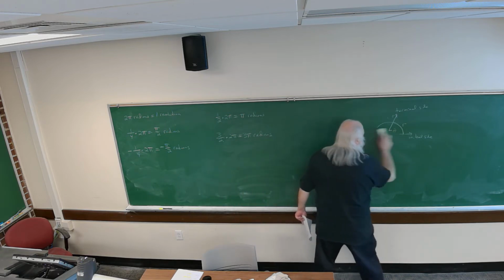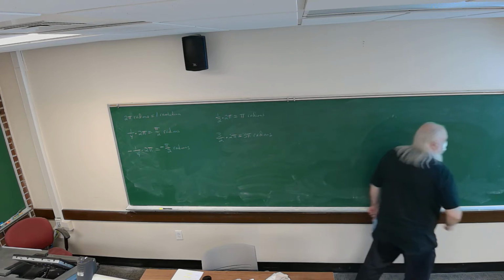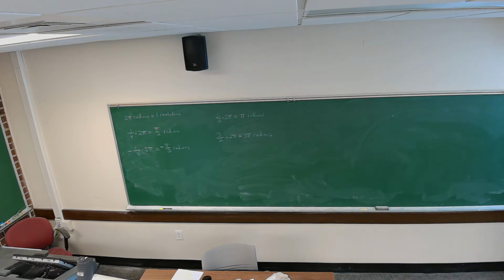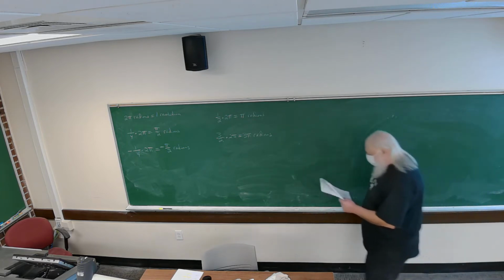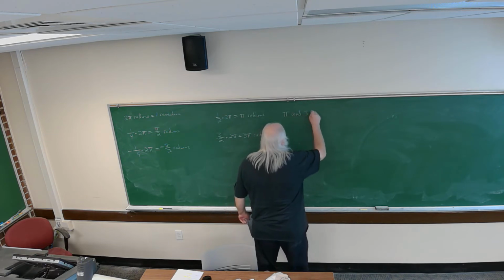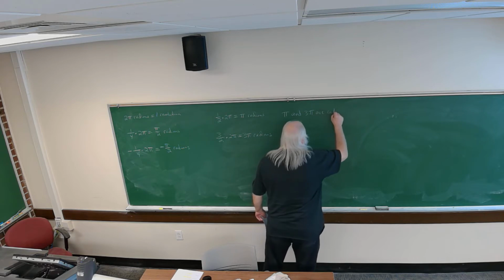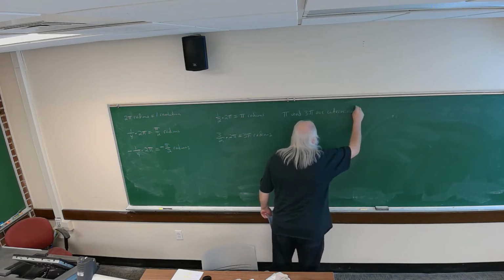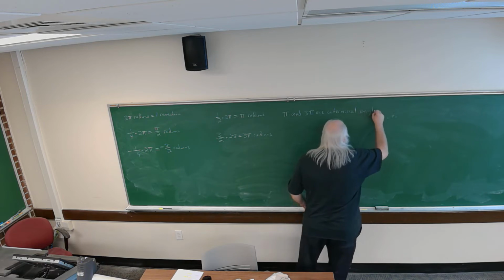Now, they're not drawn on the same graph, but you can see that pi and 3 pi are coterminal angles because they have the same terminal side. We could have drawn them on the same graph, but it would look kind of messy, so we draw them on separate graphs. The terminal side for both those angles is along the negative x-axis, and so pi and 3 pi are coterminal angles.